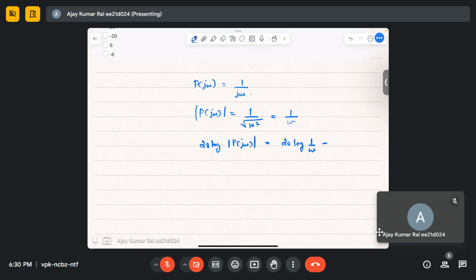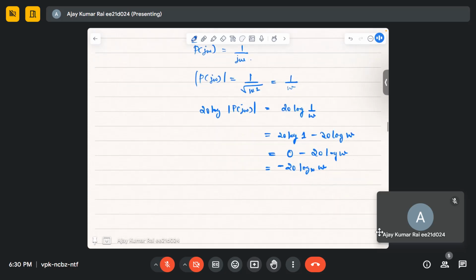Just elaborating it, this will be equal to 20 log of 1 minus 20 log of omega, right? And 20 log of 1 will be equal to 0. So that's why this will be minus 20 log of omega. This log is base 10, so it will be minus 20 log base 10 omega. So this is in dB.